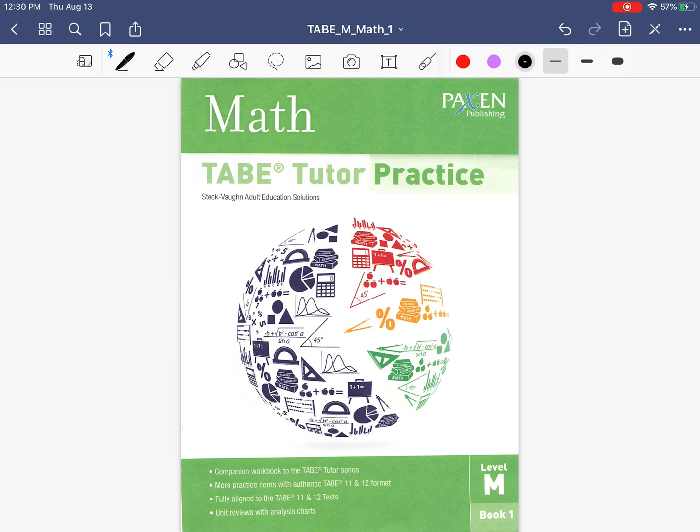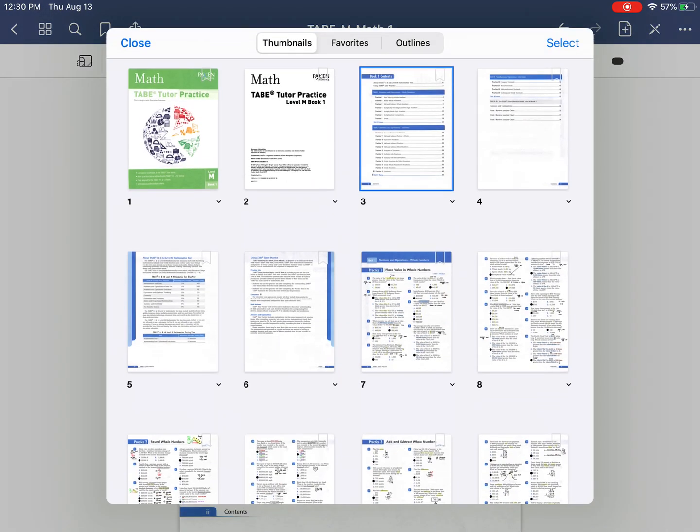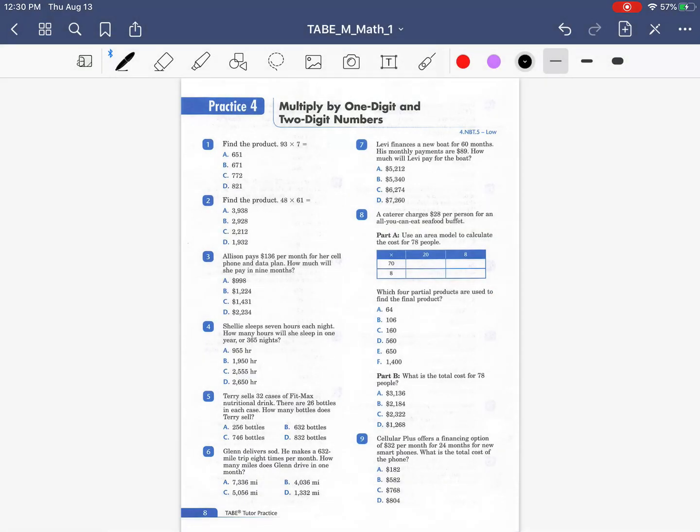We are continuing in the math book. This is still book 1. We are up to practice number 4. Multiply 1-digit and 2-digit numbers, and that begins on page 8. So if you turn to page 8 of your workbook, we will get started.